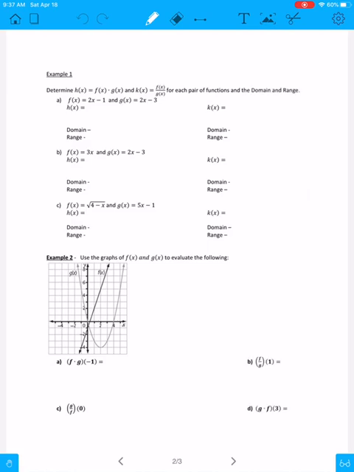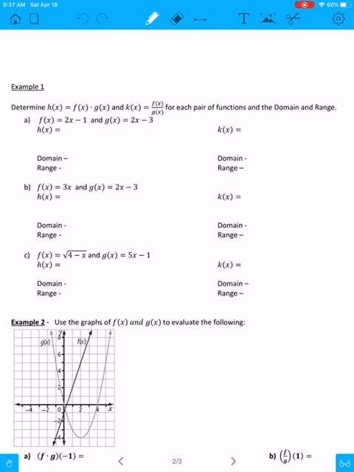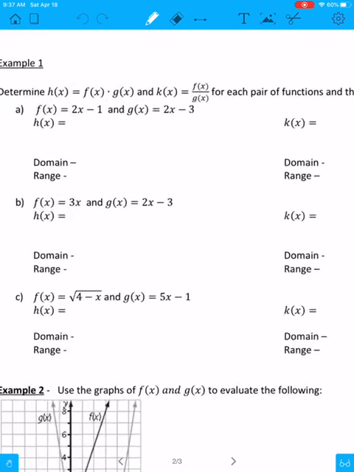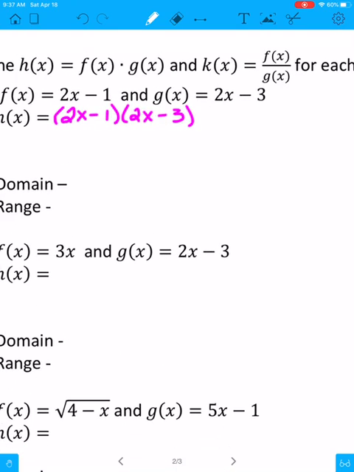Example 1. Determine h(x) = f(x) times g(x) and k(x) = f(x) divided by g(x) for each pair of functions, and their domain and range. So h(x) is going to be f(x) times g(x), so we're going to do (2x − 1) times (2x − 3). And then we have to FOIL them.